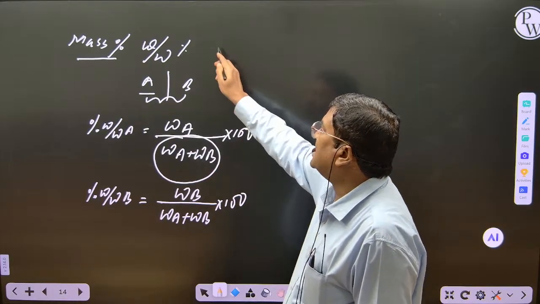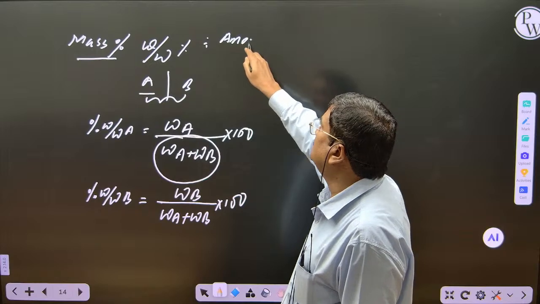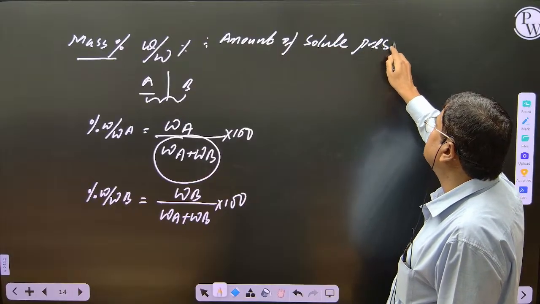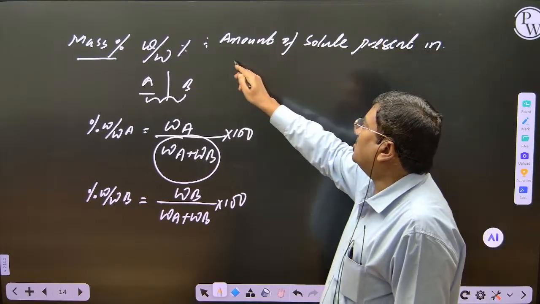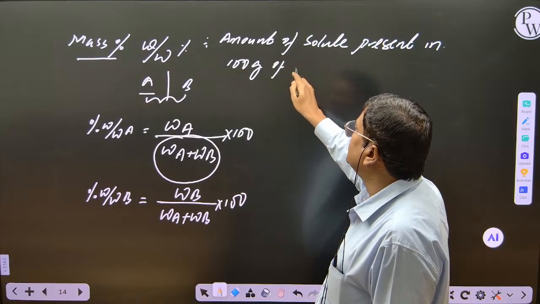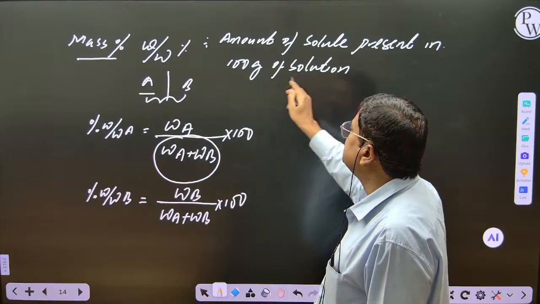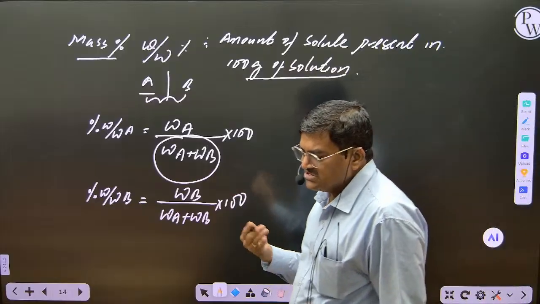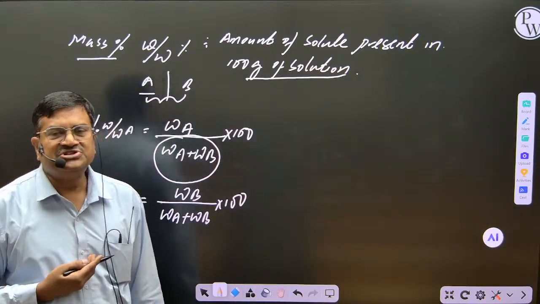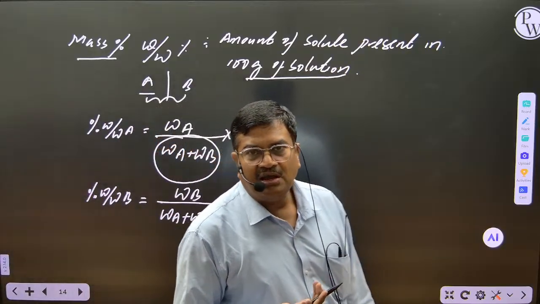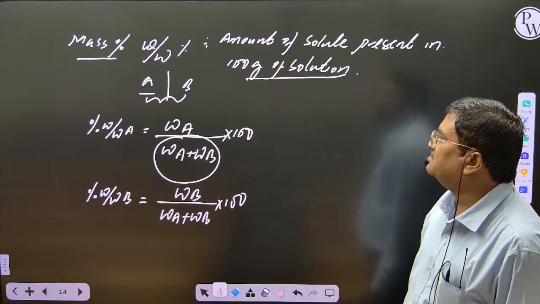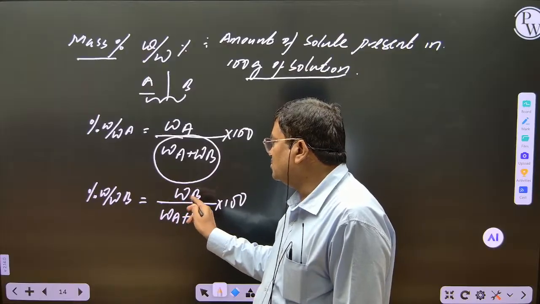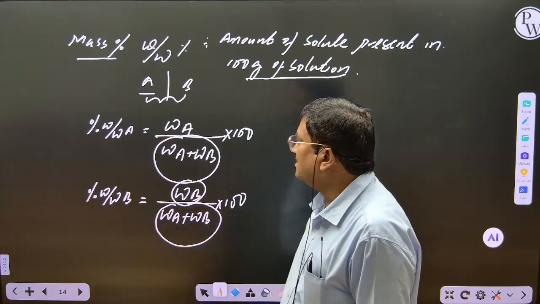Hence, what we define for mass percentage, students: the amount of solute present in 100 grams of solution. That's what we call mass percentage. Is it clear, students? So simple, no? Mass percentage is nothing but how much amount of solute is present in 100 grams of solution. Clear for all? Copy this, write this definition, then write these two expressions. That is, to get the mass percentage of B, we do mass of B by total mass into 100.